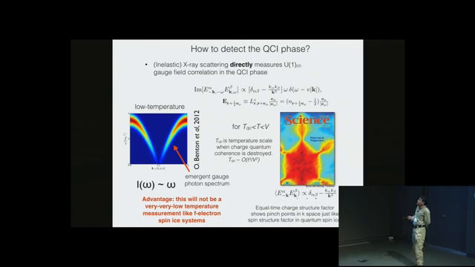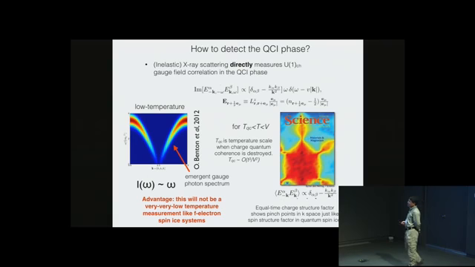The electric field of the gauge field is basically the density correlation of the electron charge. The imaginary part of the correlation corresponds to the photon mode in the U1 gauge field. So this is the schematic plot of the emergent gauge photon spectrum at low temperature.